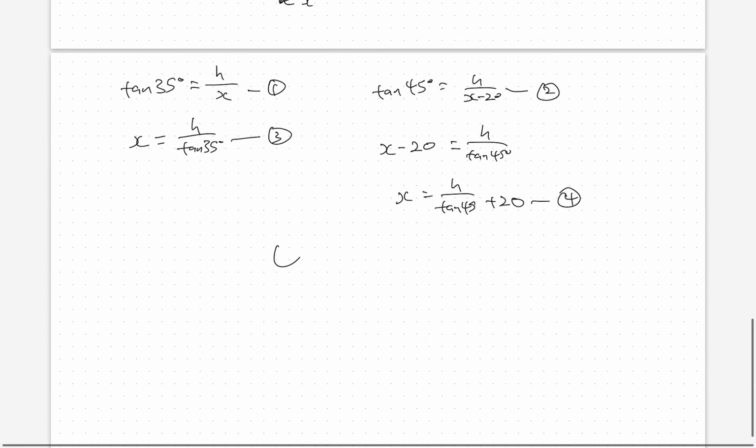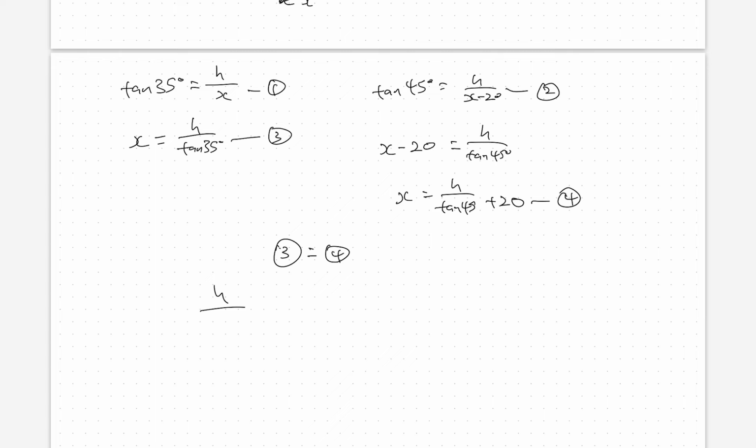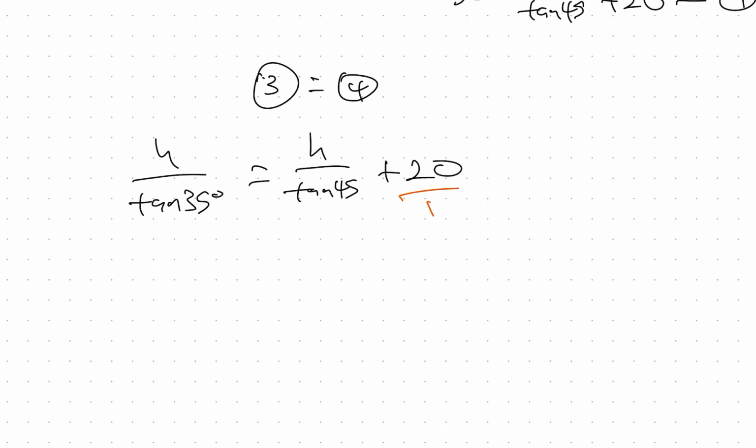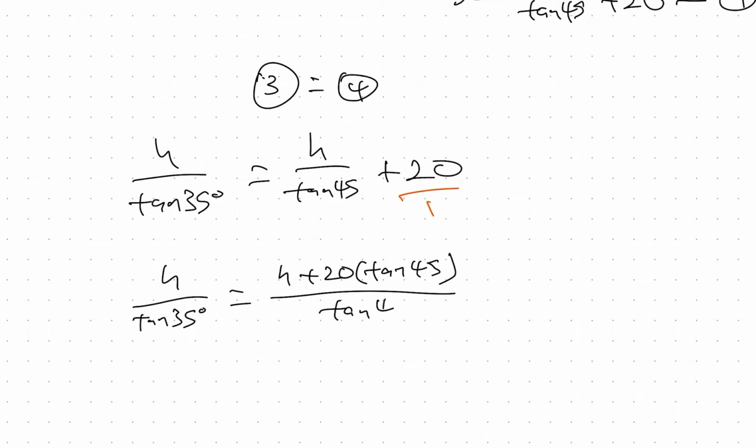We know that x equals x, so equation 3 equals equation 4. We're just going to substitute them in. h over tangent 35 equals h over tangent 45 plus 20, and this plus 20 is over 1. So if we multiply tangent 45 onto the plus 20, we get h over tangent 35 equals h plus 20 times tangent 45, over tangent 45.